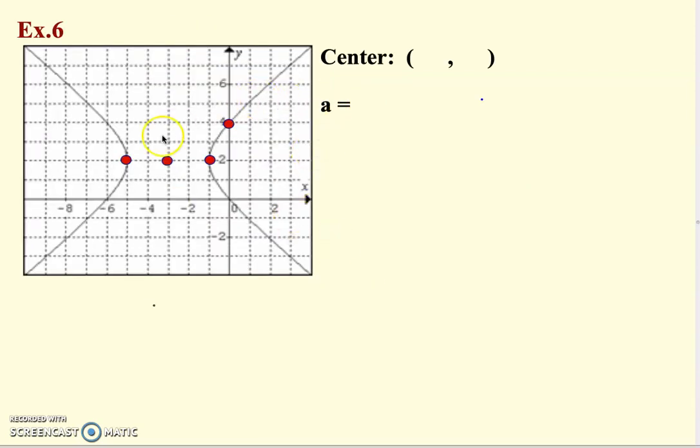Our last one, let's gather some information here. What's our center? What's the a value? Center to vertex, I can count that. I do know it's horizontal. It's shifted because my center is not at (0, 0). So x minus h squared, y minus k squared. Remember, a squared, b squared always set in place, but x squared minus y squared is horizontal. And then I need one more piece of information. What is the b value?